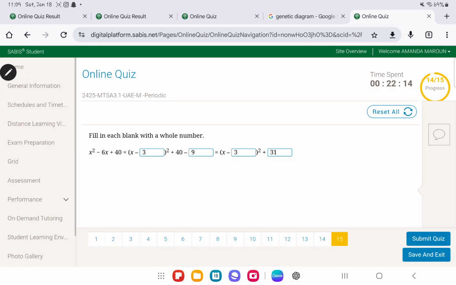So let us submit, and hopefully we do not have any mistakes. Thank God we don't have any mistakes.